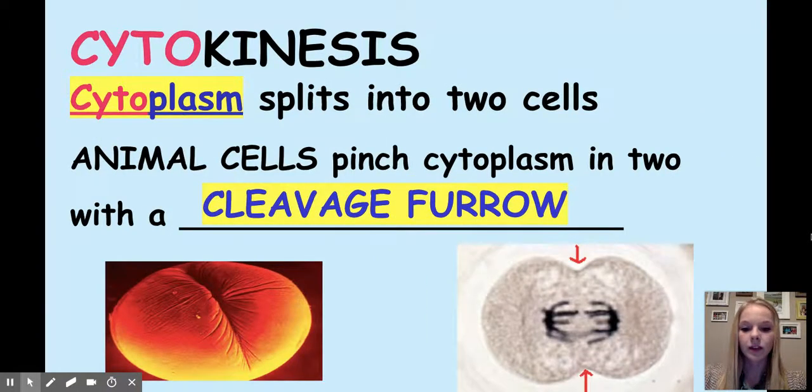The final step is the division of the cytoplasm, also known as cytokinesis. Sometimes cytokinesis is considered a part of telophase. Cytokinesis looks different in animal cells than it does in plant cells. In animal cells, the cytoplasm pinches into two new cells, and this is identifiable as a cleavage furrow.